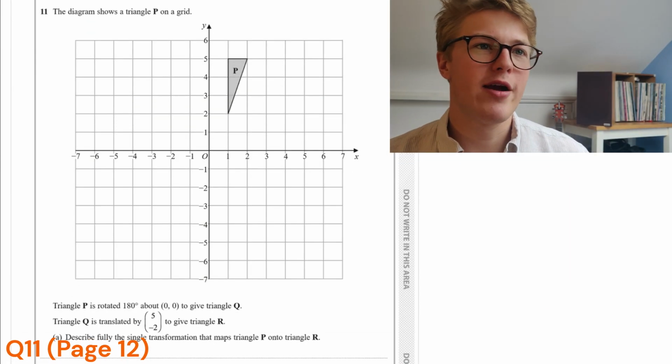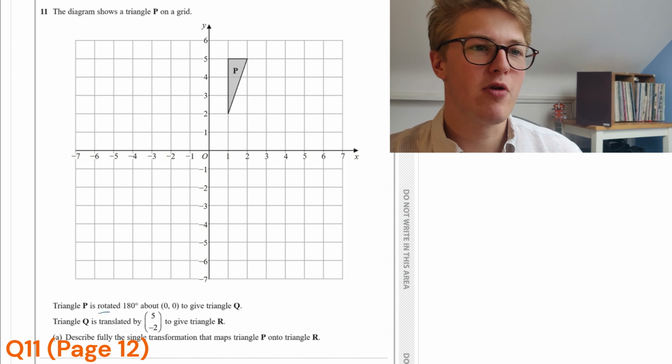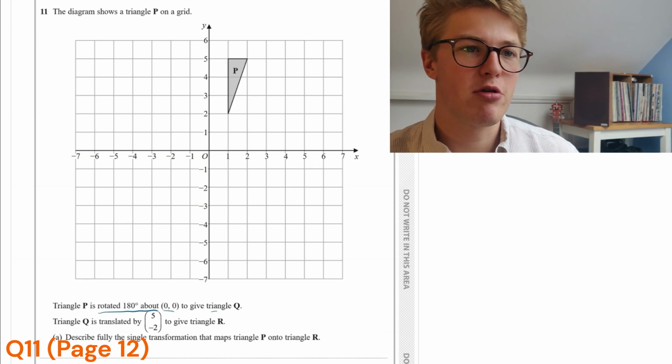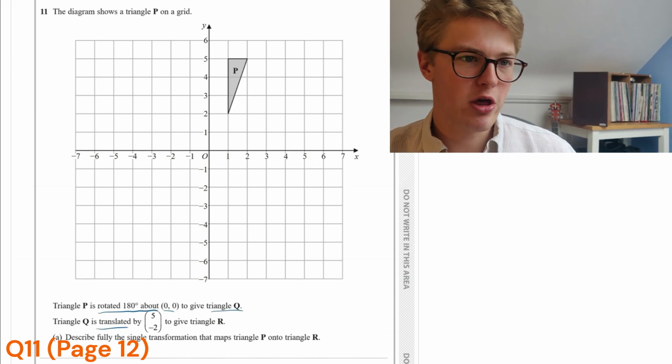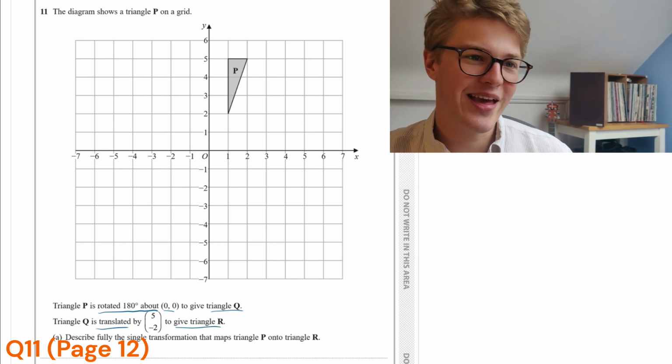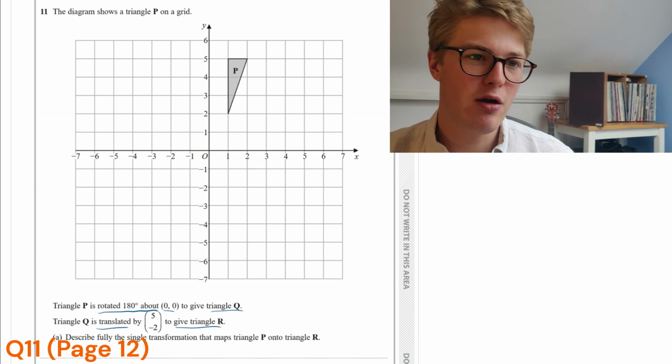The diagram shows a triangle P on a grid. Triangle P is rotated 180 degrees about 0, 0 to give triangle Q. Triangle Q is translated by (5, -2) to give triangle R. Describe fully the single transformation that maps triangle P onto triangle R.